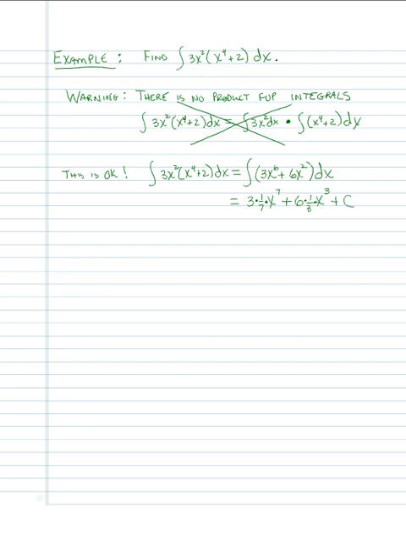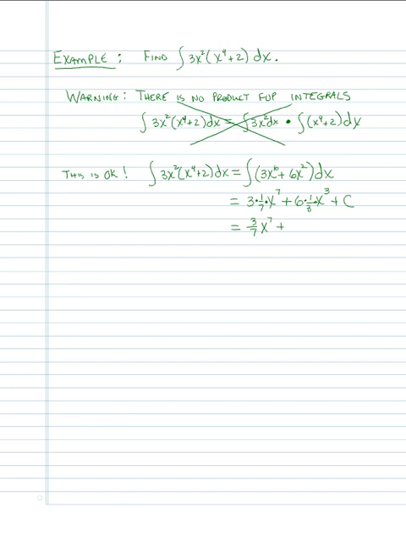And then we have plus, don't forget, it's easy to forget, our constant of integration. And now we would just go through here and clean up. That is, we would say 3 times 1/7 is 3/7, and times x to the 7th power.